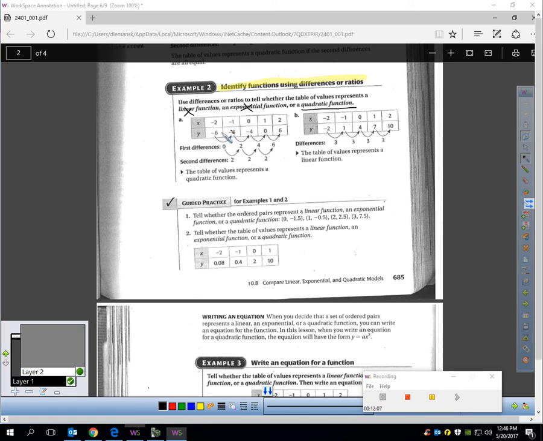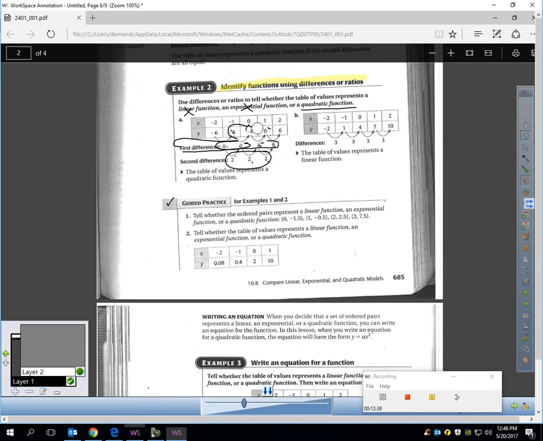Negative 6 minus negative 6 is 0. Negative 4 minus negative 6 is 2. 0 minus negative 4 is 4, and 6 minus 0 is 6. That's called my first difference. I need to figure out, are the second differences the same? Well, let's check on the second differences. 2 minus 0 is 2. 4 minus 2 is 2, and 6 minus 4 is 2. The second differences are all the same.